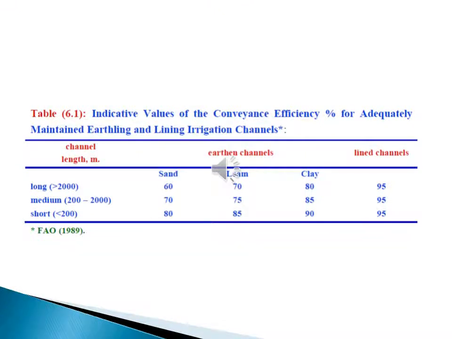Table showing the indicative values of the conveyance efficiency percent for adequately maintained earthen and lined irrigation channels. My dear, look and see the comparison.